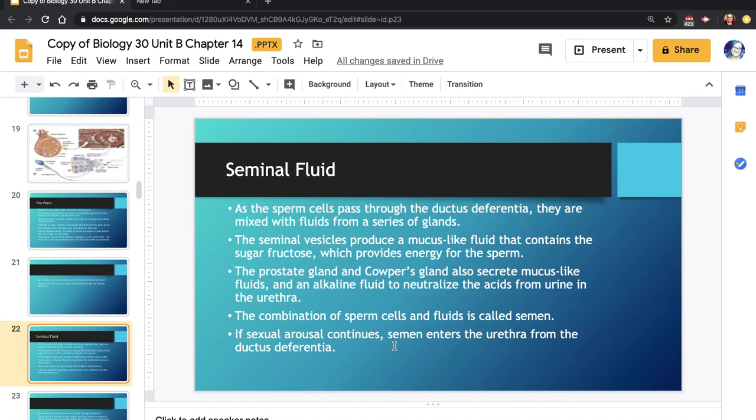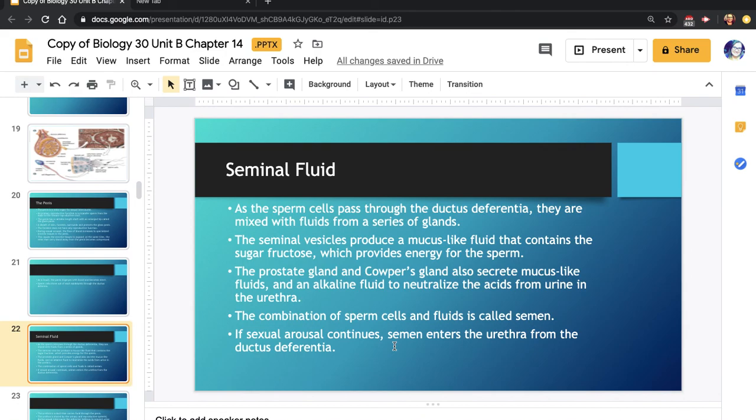The seminal vesicles produce a mucus-like fluid that contains the sugar fructose, which provides energy for the sperm. The prostate gland and Cowper's gland also secrete mucus-like fluids and an alkaline fluid to neutralize the acids from urine in the urethra. So if we think back to pH, the urine is very, very acidic. So this Cowper's gland will secrete a fluid that's really basic to neutralize it. Because imagine going through the penis and going through a really acidic area. It needs to be able to neutralize it so that the sperm don't die.